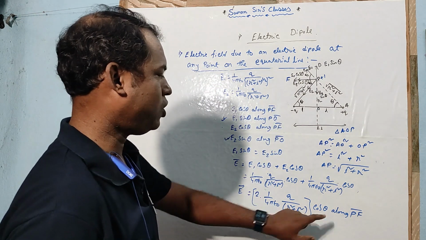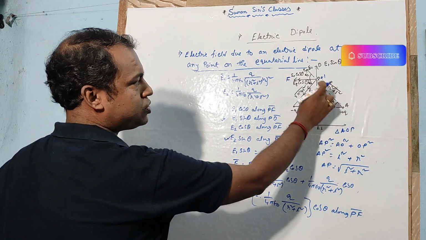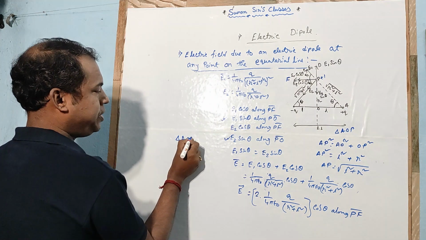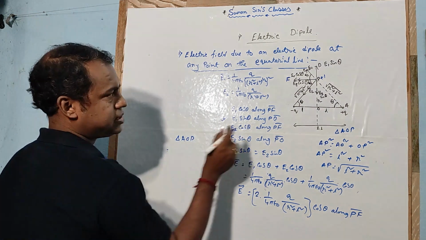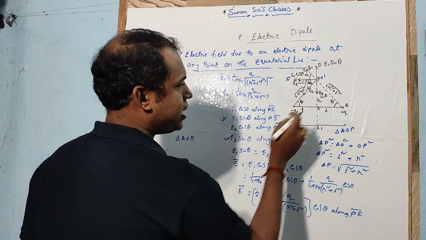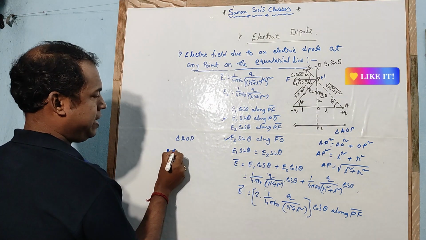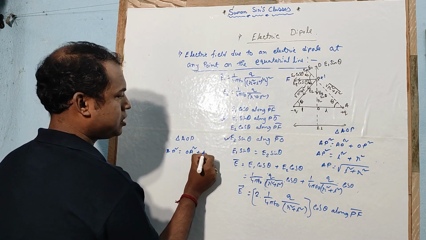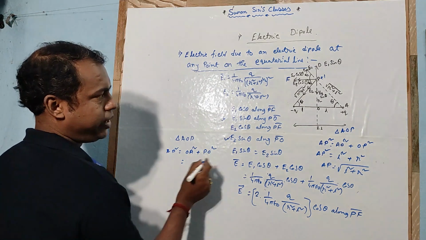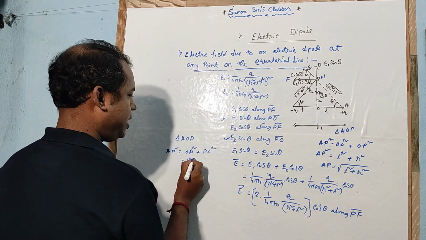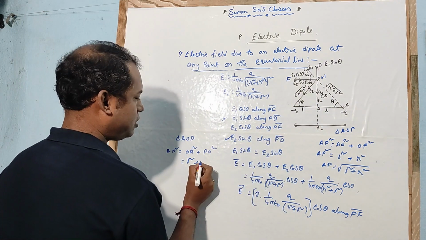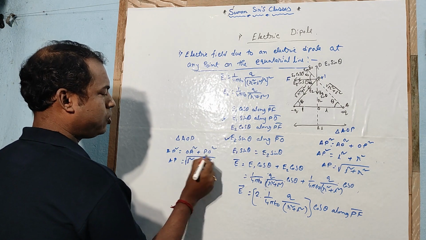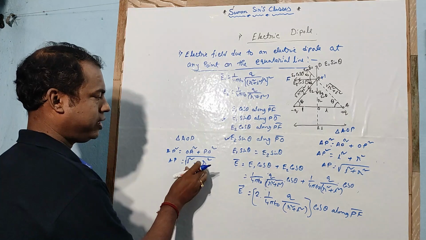Now what is the value of cos theta? From the triangle AOP, according to the Pythagoras law, we write AP square equals OA square plus PO square. What is OA? OA is l, so l square. And what is PO? This one is r, so r square. So AP equals root over of l square plus r square. This is the value.